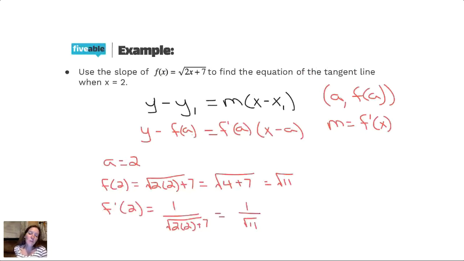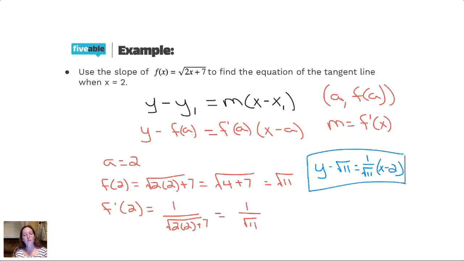You can rationalize that if you want. You don't have to, depending on the circumstance. If it was a multiple choice question, they might rationalize. If it was a free response question, you certainly don't have to. It's just an extra step. So then we can go ahead and plug it back into the formula. Now we get y minus root 11 equals 1 over root 11 times x minus 2, which is the equation of the line tangent to the curve f of x equals root 2x plus 7 at the point x equals 2.